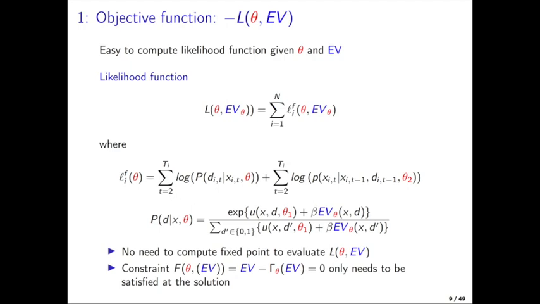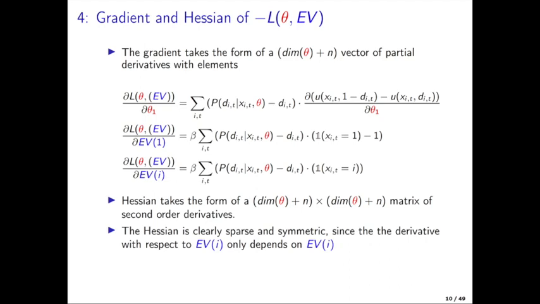So the constraints, of course, have to hold when you maximize the likelihood function, but only at the end, not at each iteration every time the solver is searching for the optimum. And also, when we calculate the derivatives of this, which is the next thing, the first and second order derivatives, or the gradients and the Hessian, we're talking about partial derivatives. So when I'm changing theta, I'm holding EV fixed.